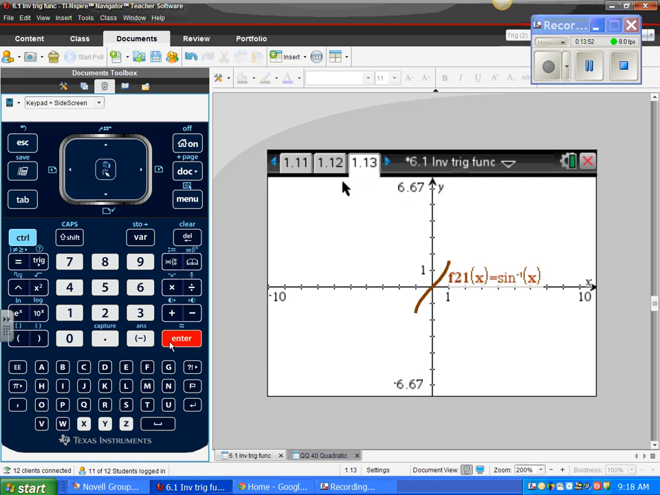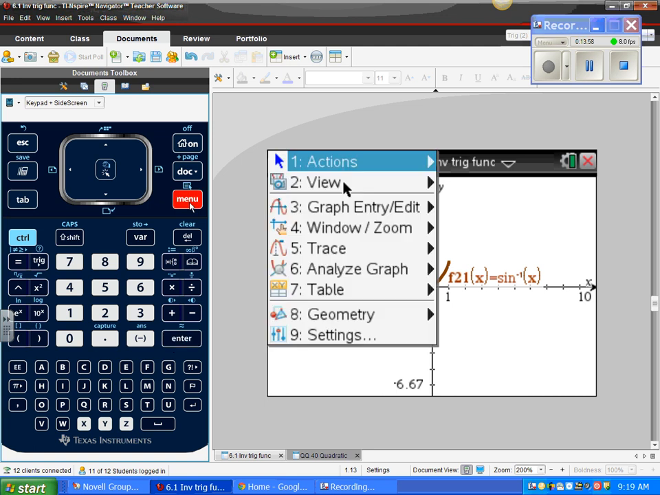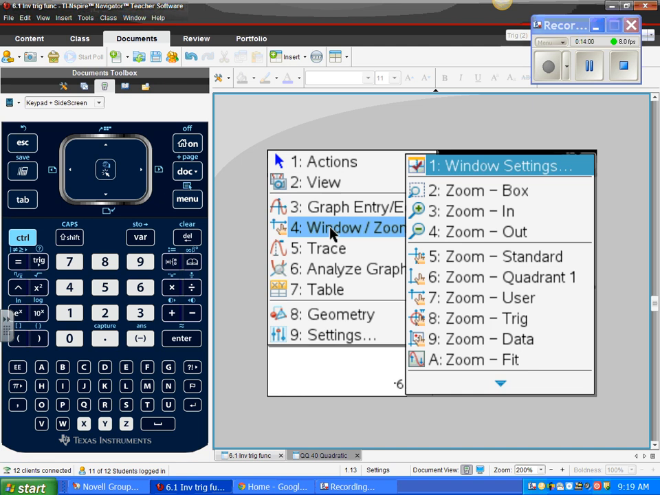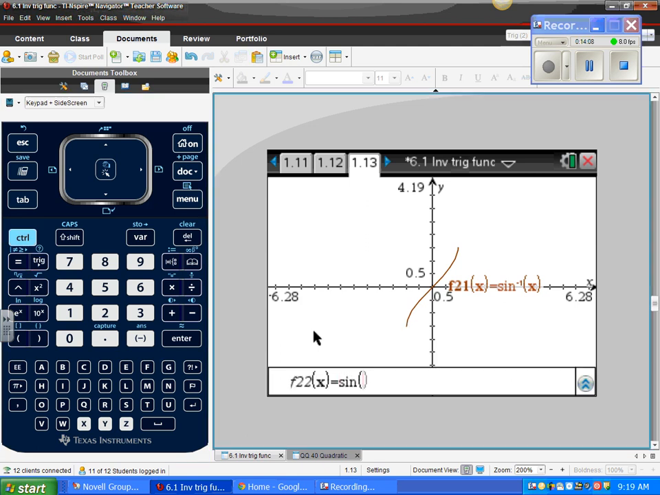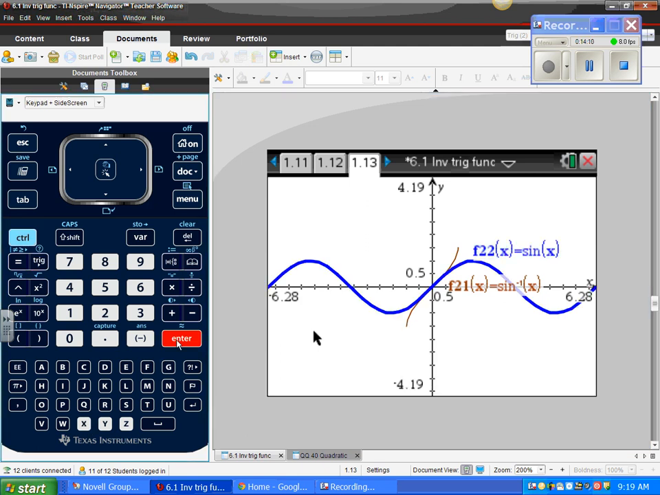Notice it's just a little piece, right? Why is it just a little piece? It was the only part of it that was one-to-one. We had to restrict that domain to make it work for us. So here's my original function, sine. Do you see how it came from it?